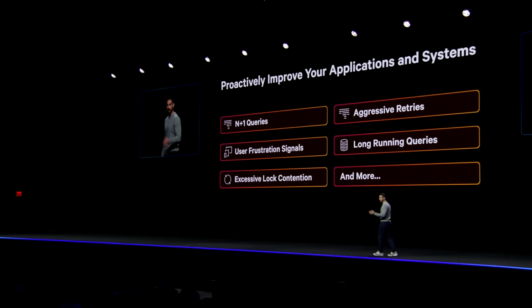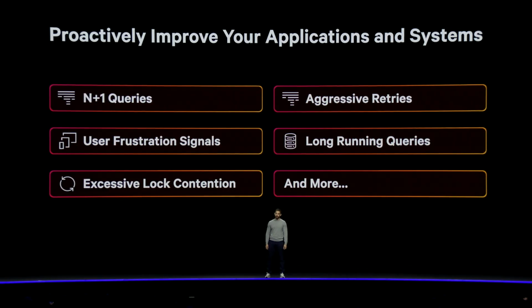By analyzing the data that you're already sending through APM, DBM, RUM, and profiling, Datadog delivers recommendations to improve your application and services. Ones you've told us matter, like resolving N+1 queries and excessive lock contention.